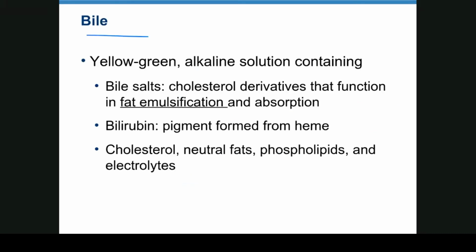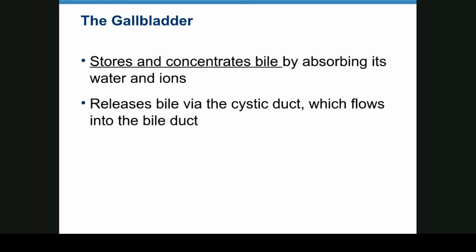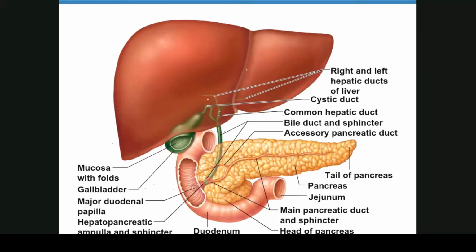Okay, bile is a yellowish green, alkaline solution. It's bile salt, a cholesterol derivative, and bilirubin, which is formed from heme, and cholesterol, neutral fat, phospholipids, and electrolytes. The gallbladder stores and concentrates bile. So when you eat, it releases bile into the cystic duct, which then flows into the bile duct. So here's your gallbladder, and then we have our common hepatic duct, bile duct.